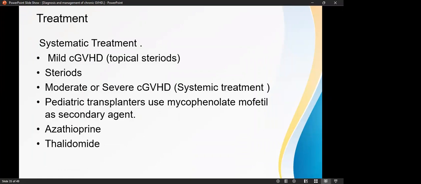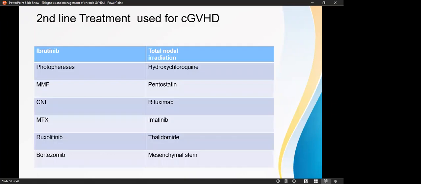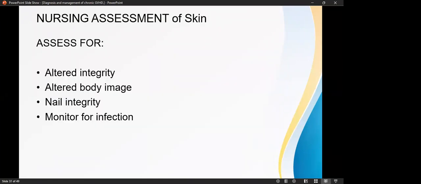And what is the treatment? Treatment will be the systemic treatment: mild and chronic GVHD, topical steroids and use of steroids; moderate or severe chronic GVHD and pediatric transplant, use mycophenolate, and as the secondary agent, azathioprine and thalidomide. These are the names of drugs which are used in the second line treatment.